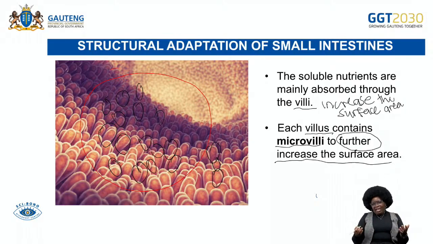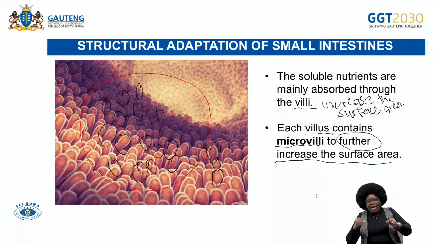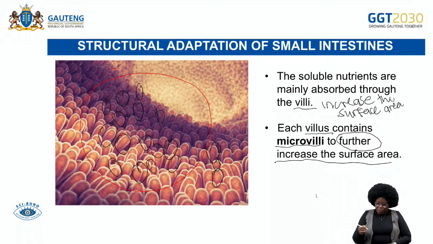So surface area generally is increased by the presence of villi, and further increased by microvilli. And why should we have an increased surface area? There is a reason for that. We must have an increased surface area because small intestines play a big, big role in the processes of digestion and the other processes that complete human nutrition.